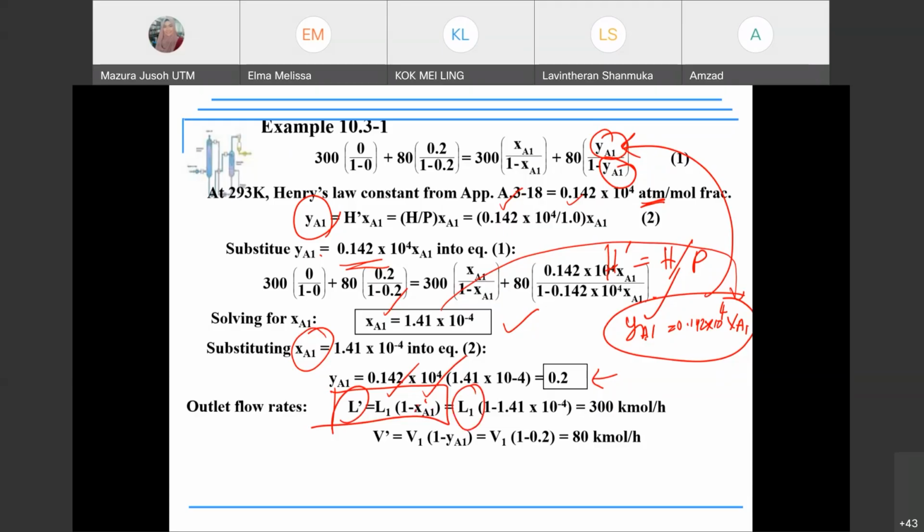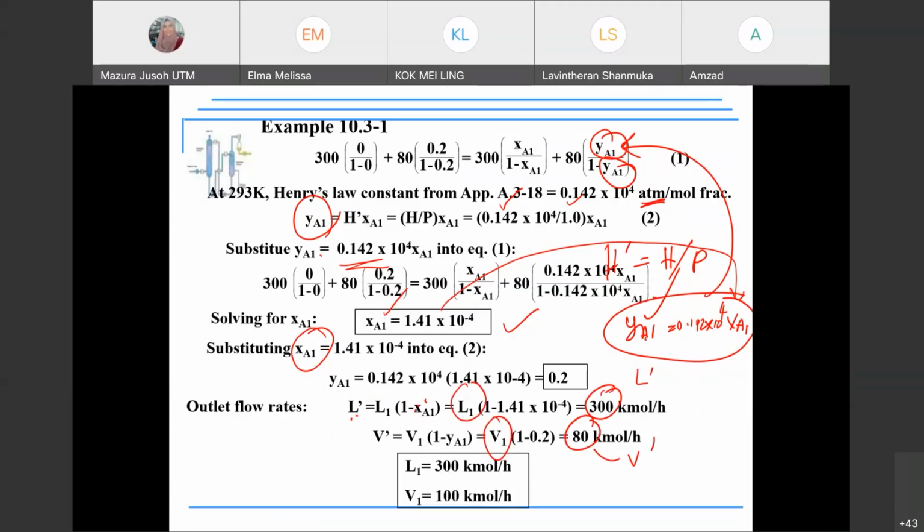Then how to know L1? You already know what L prime is from the previous calculation, right? So L prime equals 300. V prime is equal to 80, right? So from the values that you know here, which are L prime and V prime, you can solve for V1 and L1 from those equations.